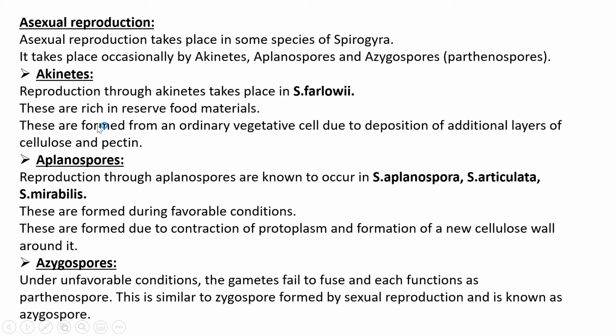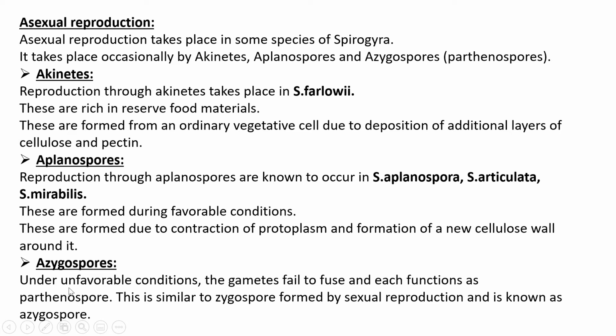These are rich in reserve food materials. These are formed from an ordinary vegetative cell due to deposition of additional layers of cellulose and pectin. Then the aplanospores. Reproduction through aplanospores is known to occur in Spirogyra aplanospora, Spirogyra articulata, and Spirogyra mirabilis. These are formed during favorable conditions, due to contraction of protoplasm and formation of a new cellulose wall around it.